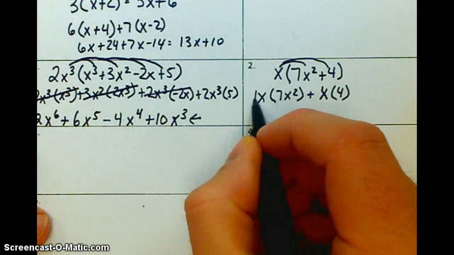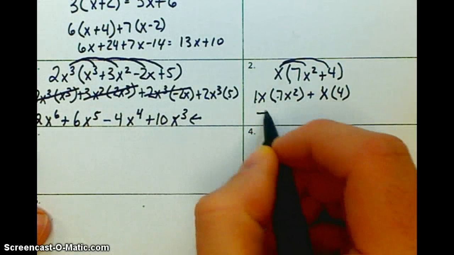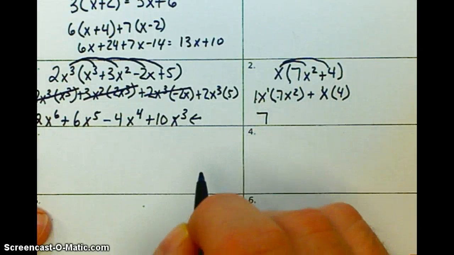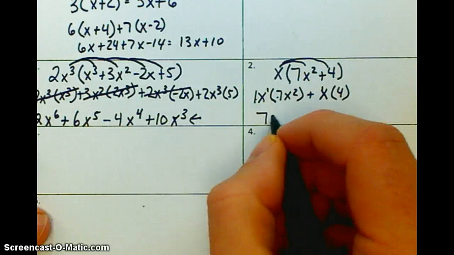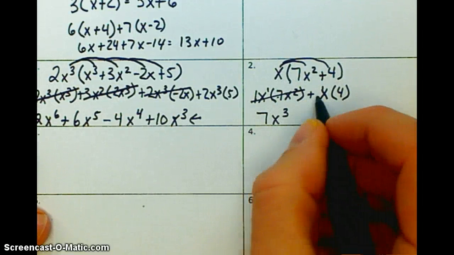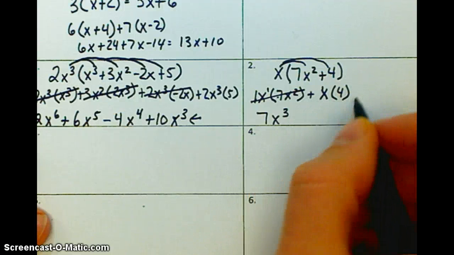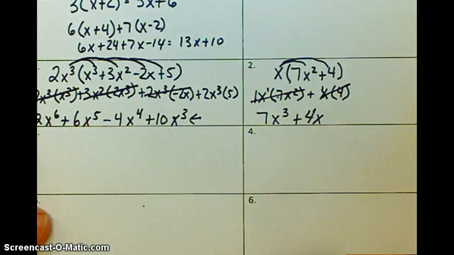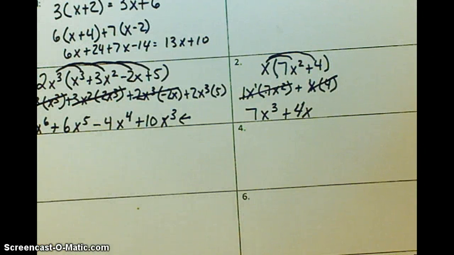So we have a 1 here, so 1 times 7 is just 7. We have like bases of x with an understood 1 there. So 2 plus 1 is x to the 3rd. So that term is done. And what we only have left is x times 4, which is just 4x, and that term is done. So that's that problem simplified.